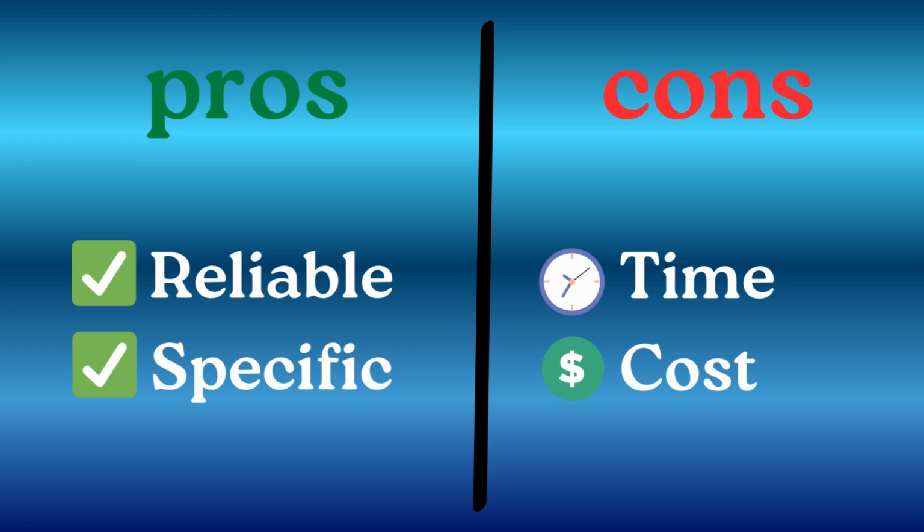Now the biggest advantage of primary data is that it is reliable, specific and tailored exactly to your research needs. But here's the catch. Collecting it can be time consuming, costly and sometimes difficult to organize. So, primary data is like cooking a meal from scratch. You control the ingredients and flavor, but it takes time and effort also.